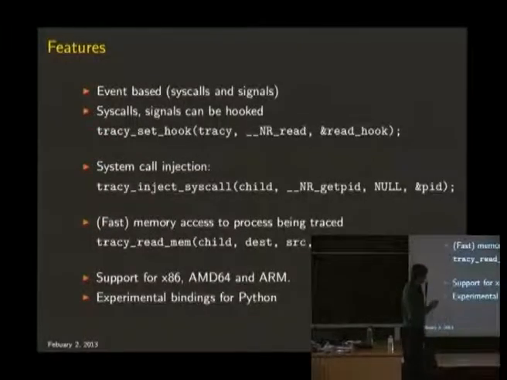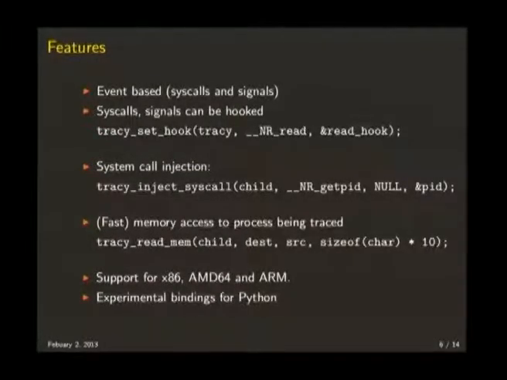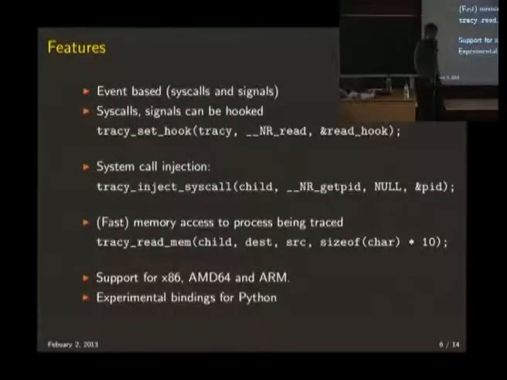So like I said, obviously our library is event-based, so you can tell the library to, well, tell me something when, say, getpid is used and call this function, and then you can execute whatever you want in that function. The same goes for signals. Well, this is an example of hooking into the read system call and then calling this function.